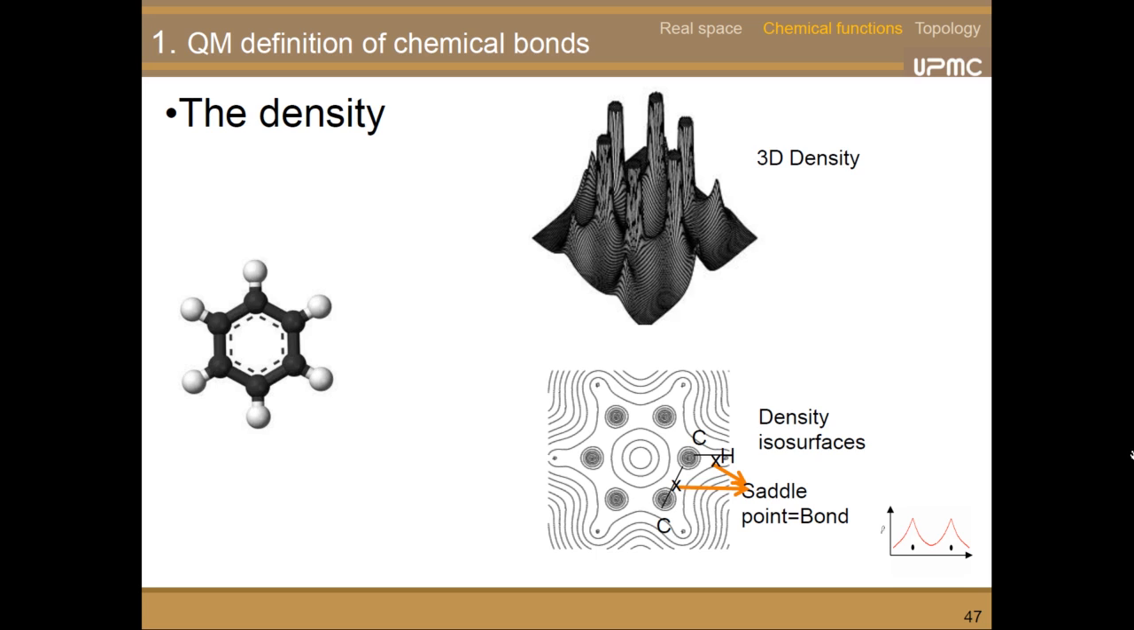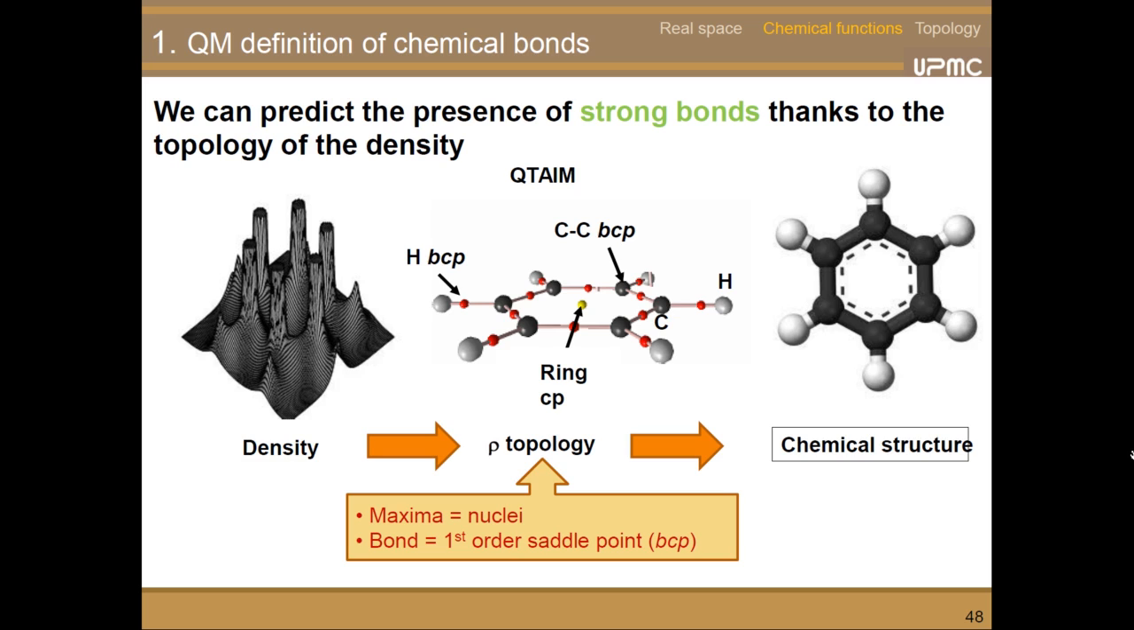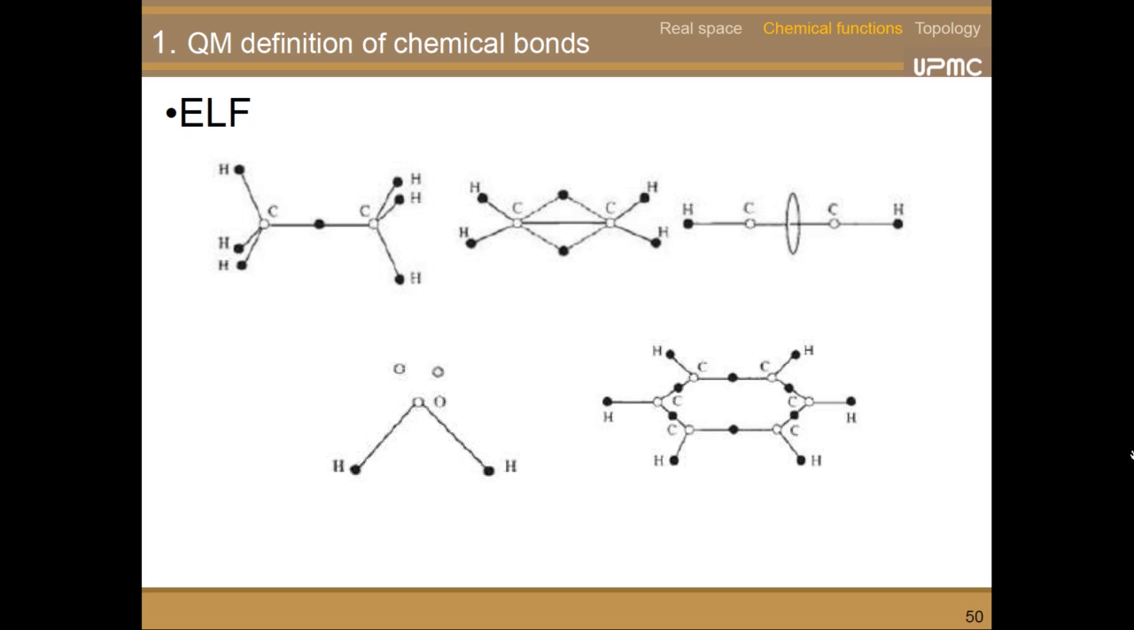We can use that. Here I have located the critical points. So you have here the carbons, hydrogens, the bonds as derived from the electron density. And here you have a second order saddle point. And that enables us to actually draw the chemical structure of a molecule or a solid or any compound.